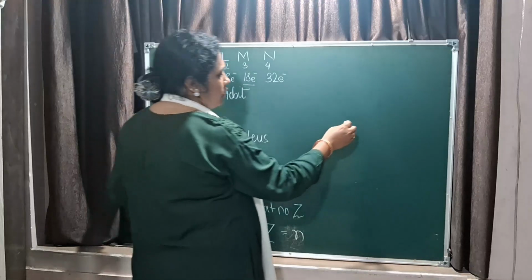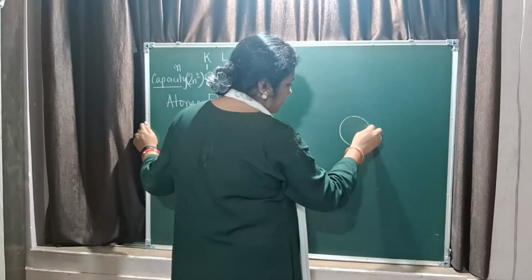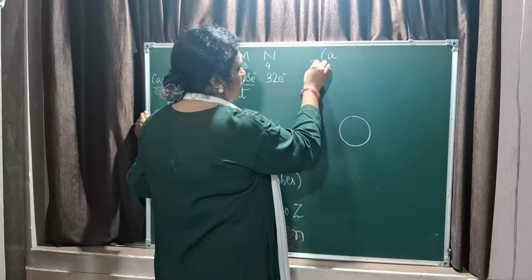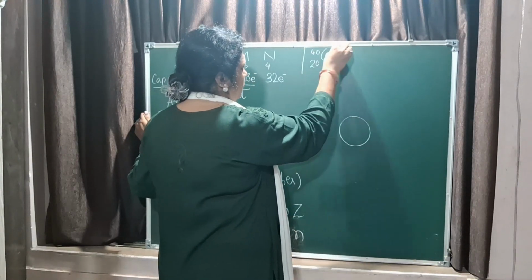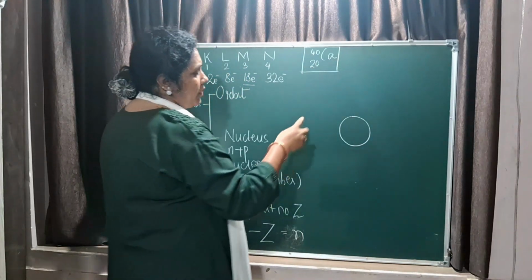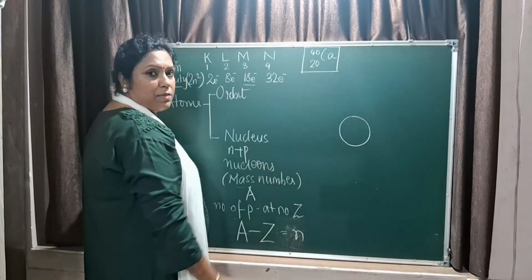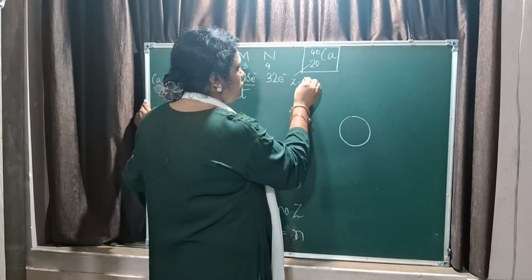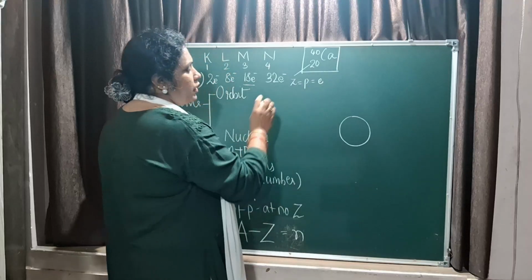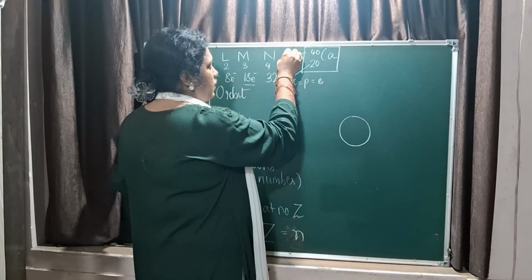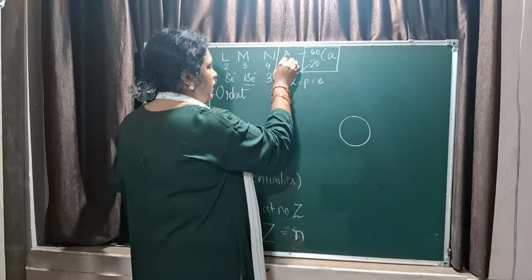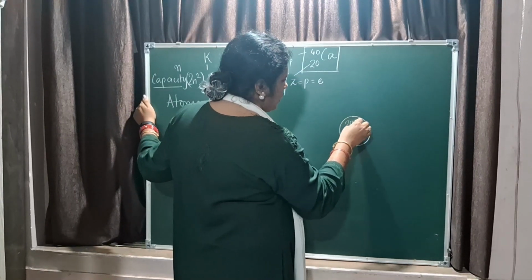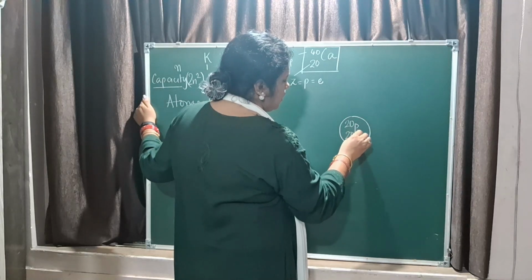Now when you have to draw the atomic structure, you have to draw the nucleus. I will make the atomic structure of calcium, 20 and 40. 40 minus 20 is the number of neutrons. 20 is the atomic number, which is equal to the number of protons and electrons. 40 is the atomic mass, that is N plus P. So there are 20 protons and 20 neutrons.